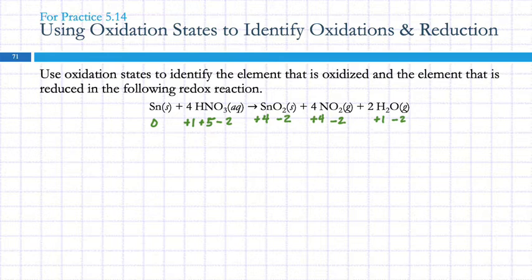So we're supposed to identify the element that's oxidized and the element that's reduced. What we're looking for is something whose oxidation state changes. Like if we look at the hydrogen, it was +1 here, and it's +1 there. That didn't change. Just cross that guy out. What else didn't change? Oxygen. Oxygen was -2. Oxygen's all over the place over here, but it's still -2.